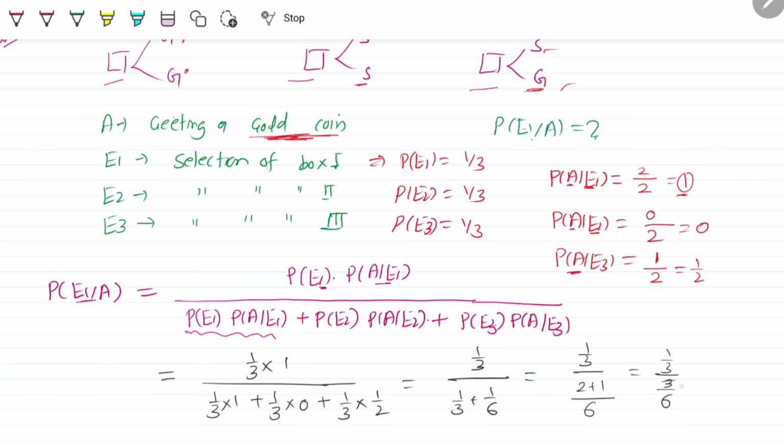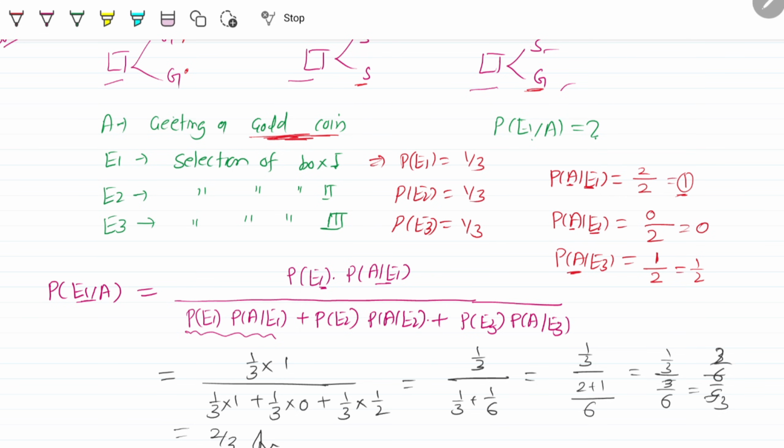So 2 by 6 plus 1 by 6 is 3 by 6... the result is 6 by 9. 2 threes are 6, 3 twos are 6, 3 threes are 9. So the answer is 2 by 3. It means getting a gold coin from box 1, the probability is 2 by 3. So this is your Bayes theorem.